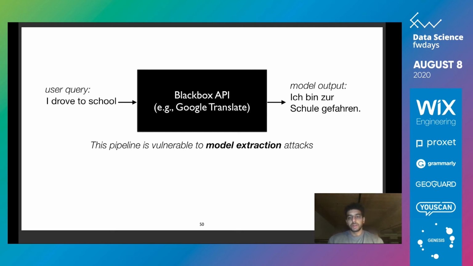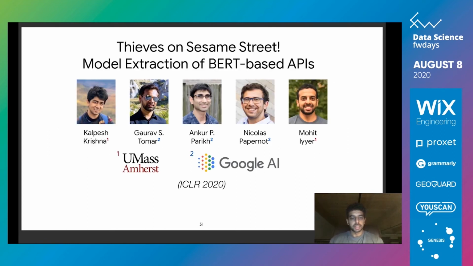So one thing that I want to discuss here is that this pipeline is vulnerable to model extraction attacks. That means that a malicious user can, with a relatively low number of queries and for very low cost, steal your model, and the model that they steal will achieve very similar performance to your precious model that is served by your API. Obviously, this is not desirable for anyone who's deploying their models in this way. This work was presented at ICLR this past year and was primarily done by my PhD student, Kalpesh Krishna.